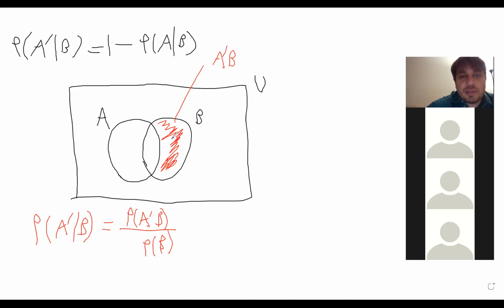And so if you're looking at the number of elements in A prime B, which is the number of elements here, and you're dividing by the total number of elements in set B, right? So it's the probability of the red part divided by the probability of the blue part. That's that conditional probability, right? And the probability of A given B, well, the probability of A given B is this amount.